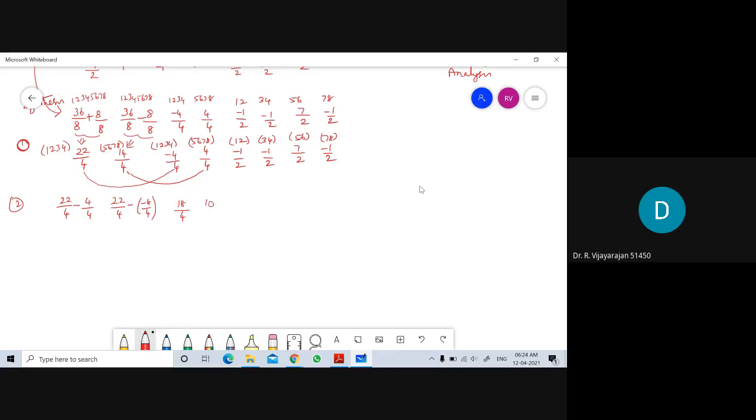For the first two values, I have written elaborately. For the next, you can follow the same. 10 by 4. Then you write remaining values as such. Minus 1 by 2, minus 1 by 2, 7 by 2, minus 1 by 2. Clear? So it is going to be 18 by 4. It is going to be 26 by 4. This is once again 18 by 4, 10 by 4, minus 1 by 2, minus 1 by 2, 7 by 2, minus 1 by 2.